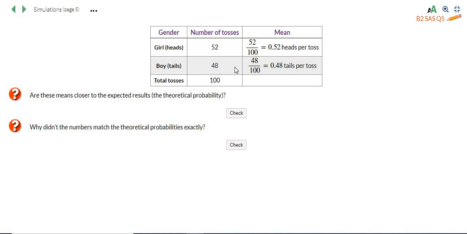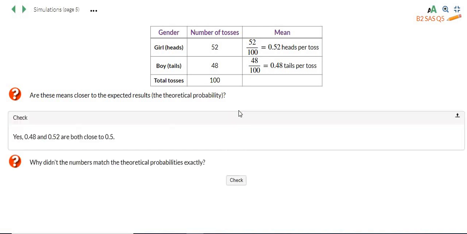40 and 60. So do you feel these are closer to that 50-50 theoretical probability? I do feel like they're closer. They're closer to that 0.5.